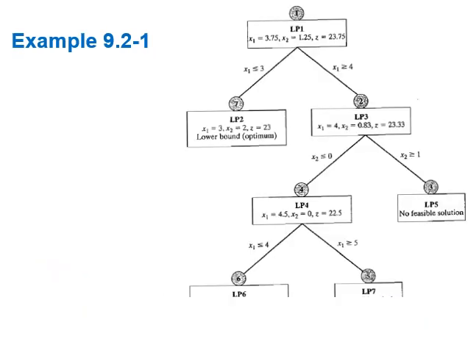In the branch and bound tree, we explored LP4, we solved it, and we have seen that x1's value is 4.5. So we include x1 less than or equal to 4 to obtain this LP, and we include x1 greater than or equal to 5 to obtain this LP.